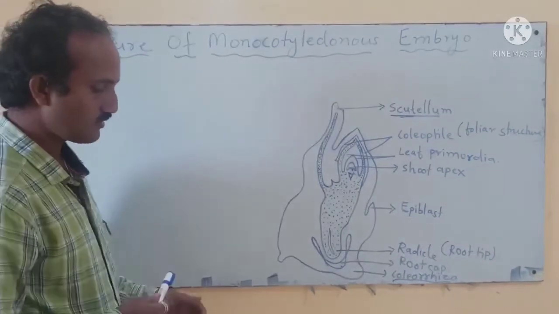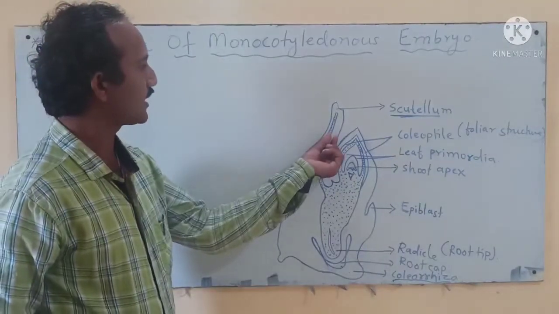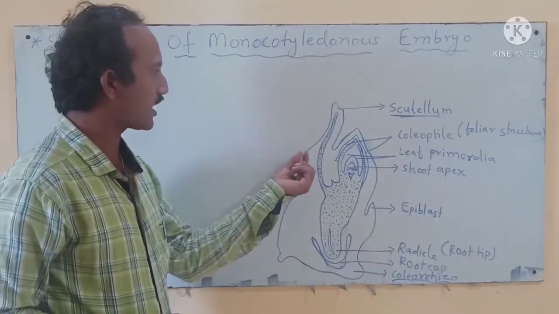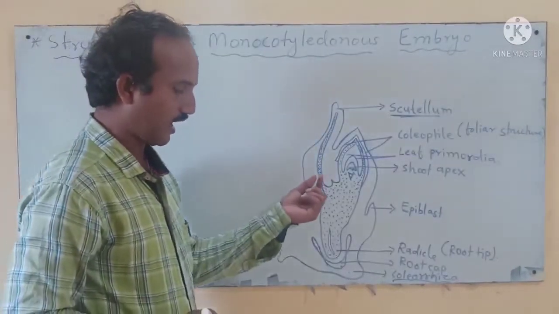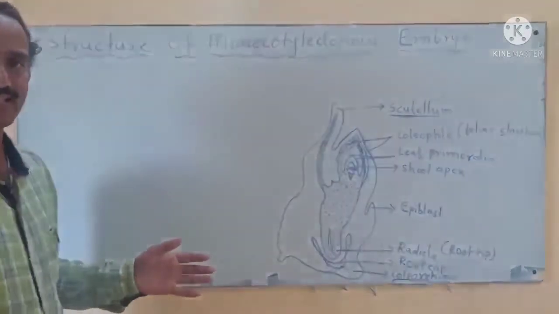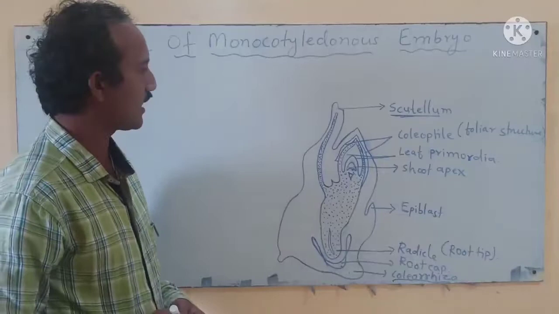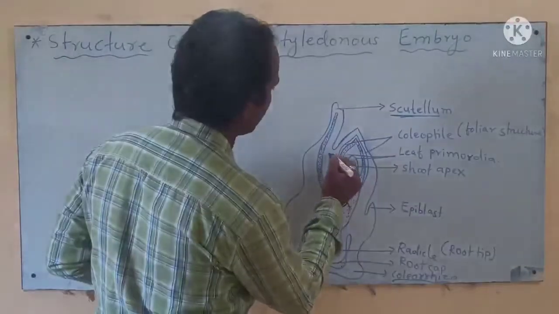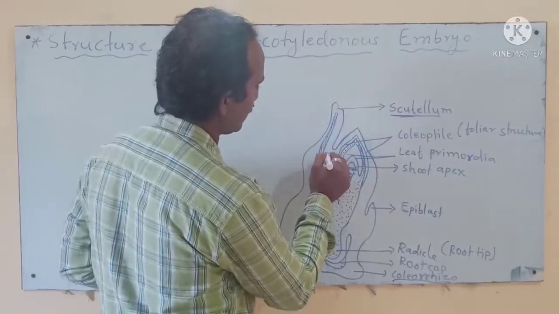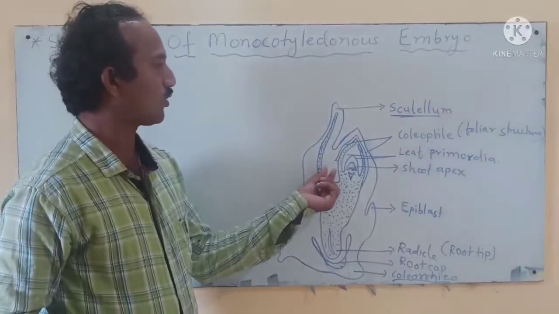Then the portion of the embryonal axis above the level of attachment of the scutellum is called the epicotyl. This is above the point of attachment. This is the attachment of the scutellum, and above that there is a part called the epicotyl.